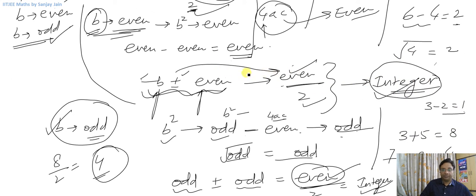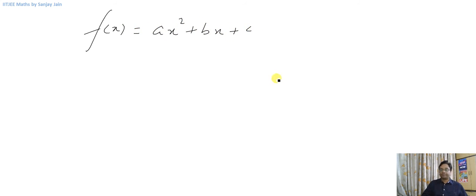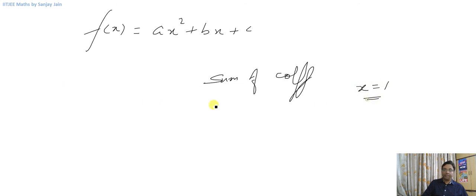Now let us see one more important thing here. We have discussed this in polynomials as well as quadratics, that let us say you have got a quadratic polynomial f of x, ax square plus bx plus c, right? If you need to find the sum of coefficients, what will you do? You will put x equal to 1, right? So f of 1 will be your sum of coefficients, that is a plus b plus c, right?